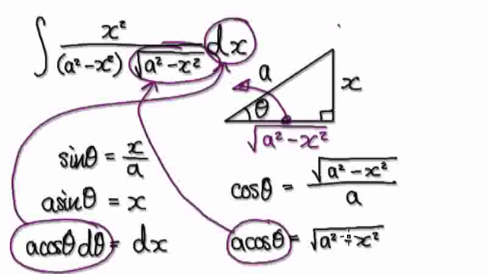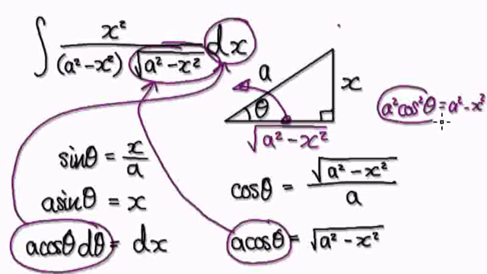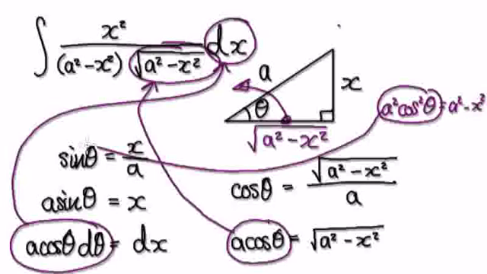If you just want this bit without the square root, then what you do is you square both sides. So currently we are here at the moment. If you square both sides, you will get this: a squared cos squared theta equals a squared minus x squared. So now if you look at this here, this is exactly the same as this. So we can substitute this into here.